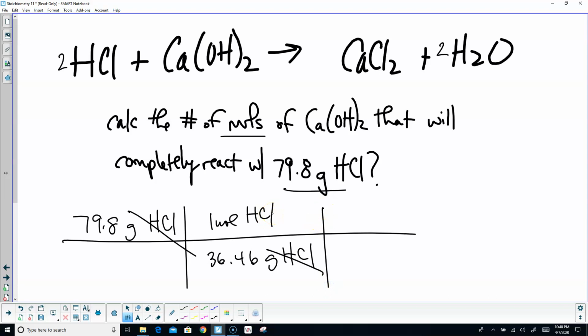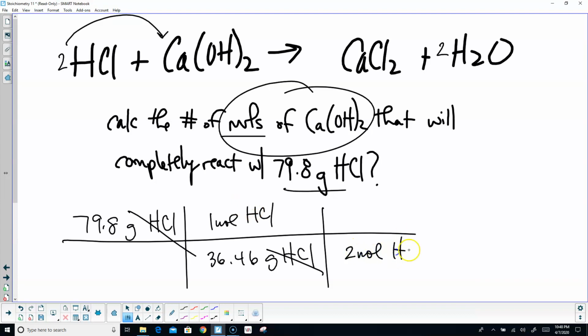But I don't want moles of HCl, I want moles of calcium hydroxide. Well, you'll notice from the equation for every 1 calcium hydroxide, there's 2 hydrochlorics. And so I need that mole ratio. The hydrochloric needs to go on bottom, so they cancel. How many? 2. 2 moles of HCl, and on top, 1 mole calcium hydroxide. Moles cancel. I'm ready to solve.